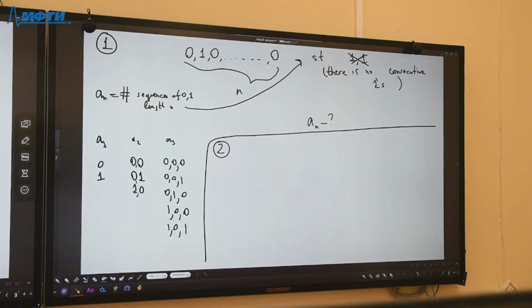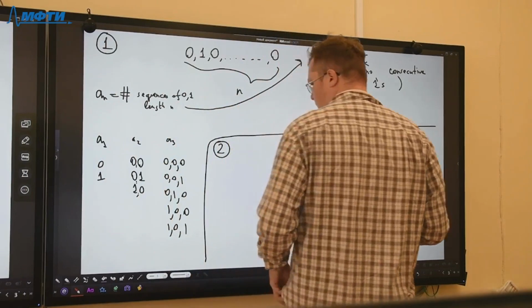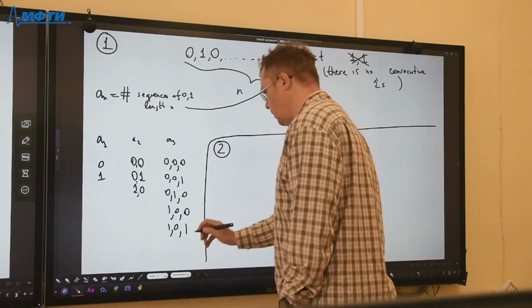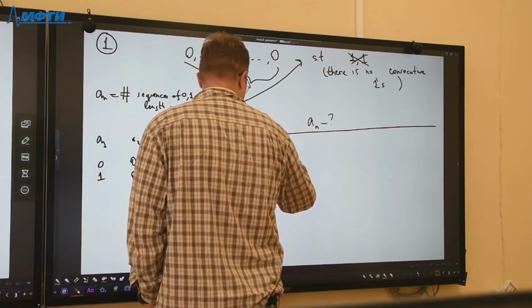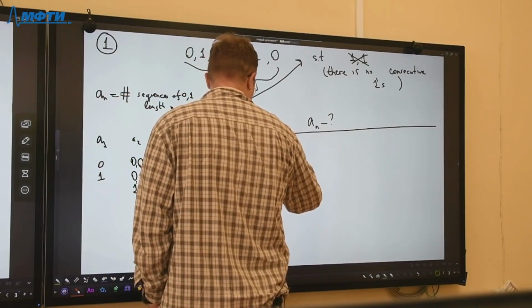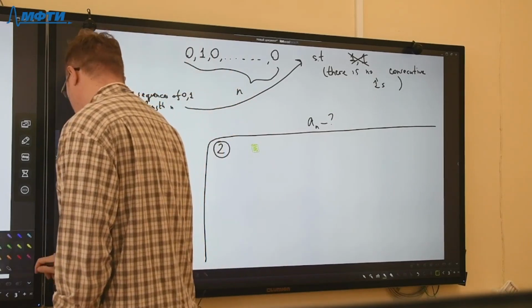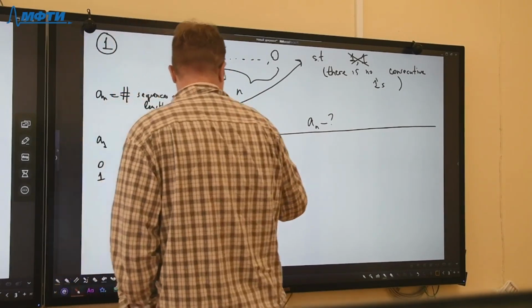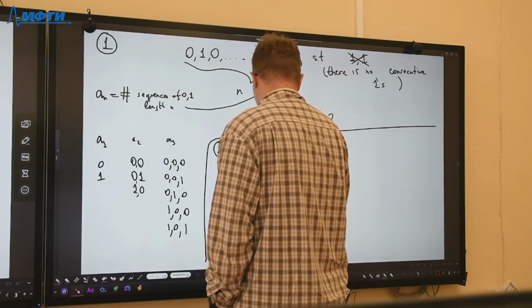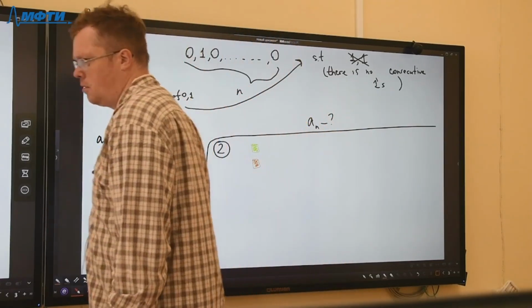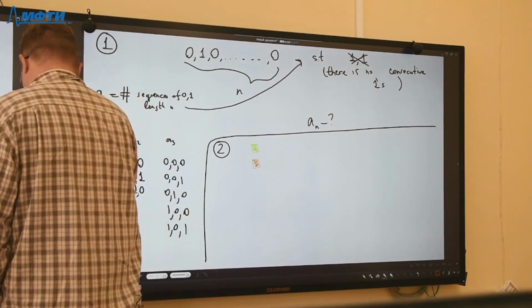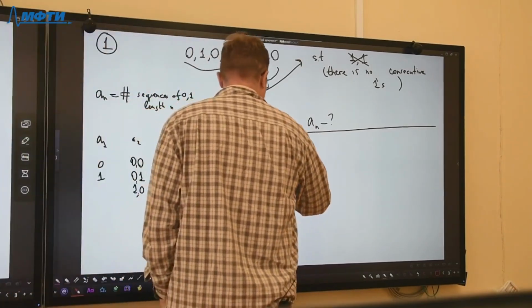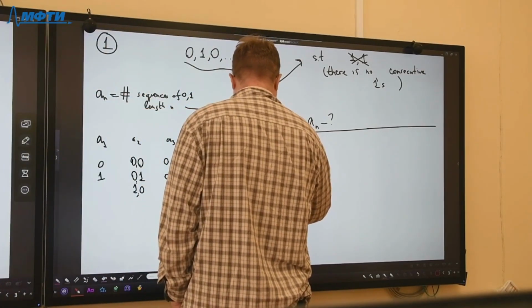suppose we have some different types of tiles. So suppose I have two different types of 1 times 1 tiles and three different types of 1 times 2 tiles. So I have this type of guys and this type of guys.